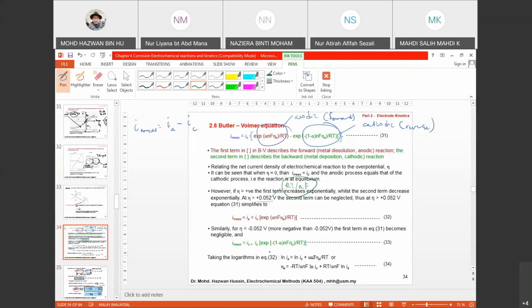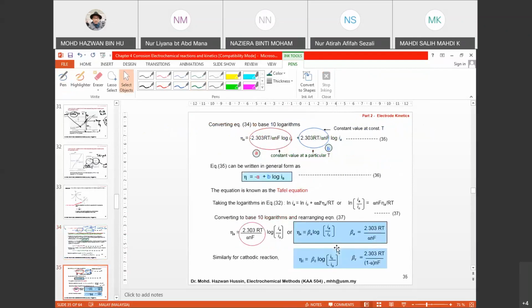Taking logarithm in equation 32, sorry. Okay, so you will get this term, right? And then converting ln to log, you will actually multiply it with a factor 2.303. Then you will get this term, this equation 35. Equation 35 can be written in general form as this. We classify this as A. This term is B.